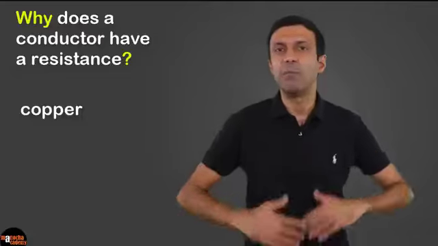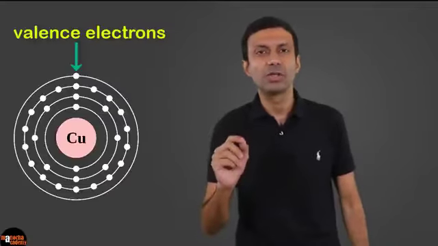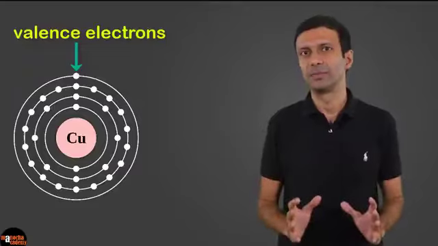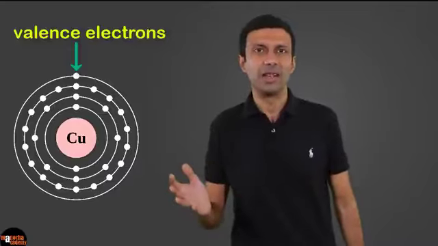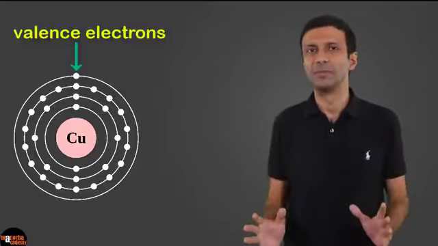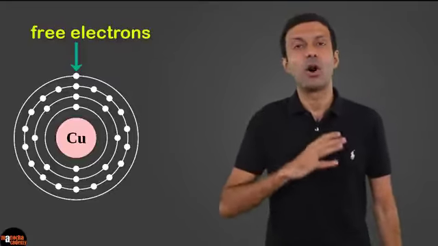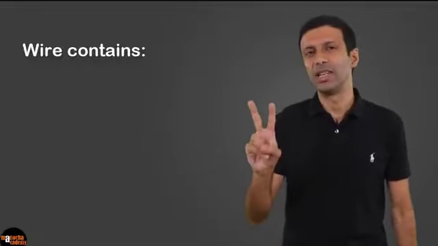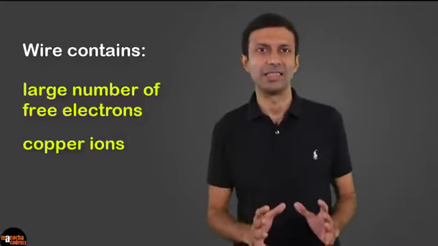So the wire contains billions and billions of copper atoms inside it. The outermost electrons in each copper atom are loosely bound to the nucleus. These outermost or valence electrons, they leave their atom and they are free to move around in the wire. That's why they are called free electrons. Now, since the copper atoms lose their free electrons, they become copper ions. So the wire contains two things: a very large number of free electrons and copper ions.